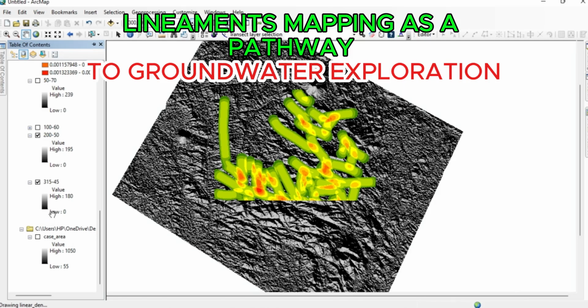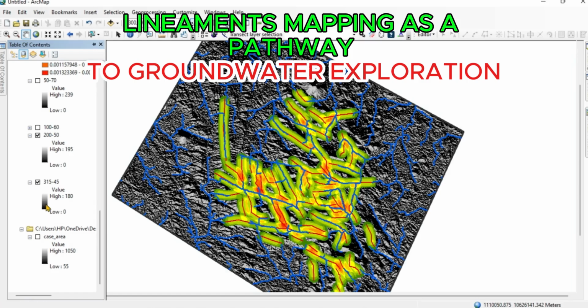Go and watch the lineament density map, part 1. So this exploring lineament pathway to groundwater is part 2. I'll be posting part 3, which is in 3D representation.